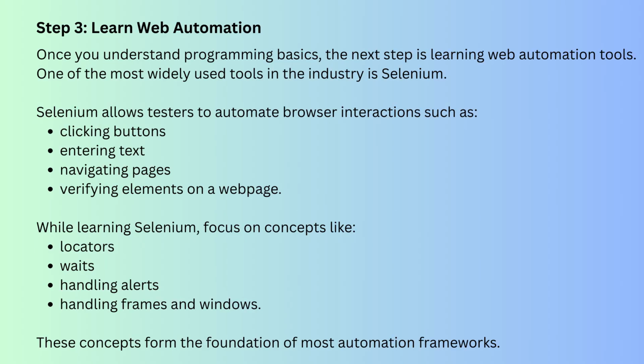Step 3. Learn web automation. Once you understand programming basics, the next step is learning web automation tools. One of the most widely used tools in the industry is Selenium. Selenium allows testers to automate browser interactions such as clicking buttons, entering text, navigating pages, verifying elements on a web page. While learning Selenium, focus on concepts like locators, waits, handling alerts, handling frames and windows. These concepts form the foundation of most automation frameworks.